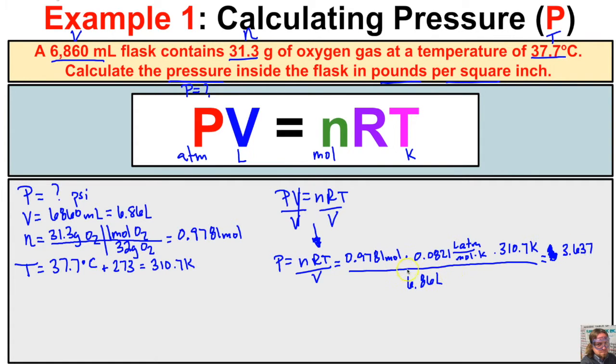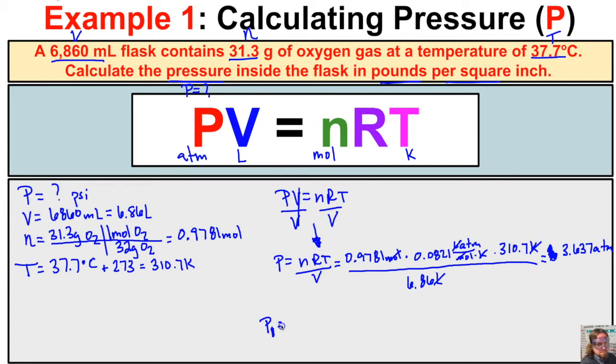3.637 what? Well, let's see what cancels out. Moles is going to cancel out here. We have Kelvin canceling out with this Kelvin. We have liters canceling out with this liters, leaving us with atmospheres. So this is not our final answer because it wants the pressure in pounds per square inch. So we have to carry this a step further.